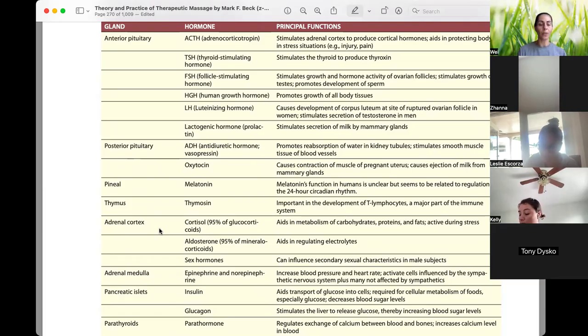And that card would be for the adrenal cortex. And the adrenal cortex is the two glands that sit on your kidneys, right on top of your kidneys. So they're located in the mid part of the body.